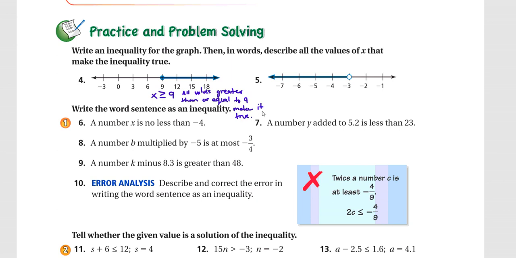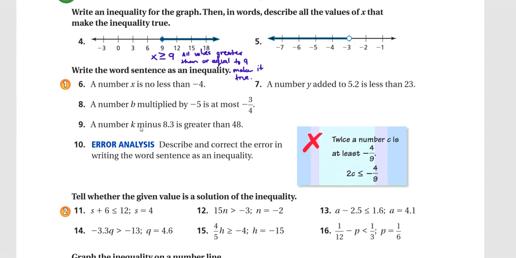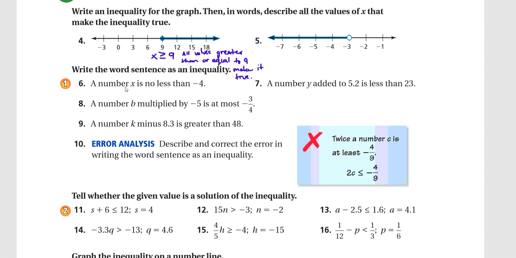Numbers 6 through 9, it says write the word sentence as an inequality. These actually tell you what variable to use, a number X, a number B. So here it says a number X is no less than. If you're not less than, what other two options do you have? You're greater than or equal to. So X is greater than or equal to negative 4. That's all you have to do on these. Just write down the inequality like that, and you're done. So I'll leave the others up to you. Let's see what else we've got here.